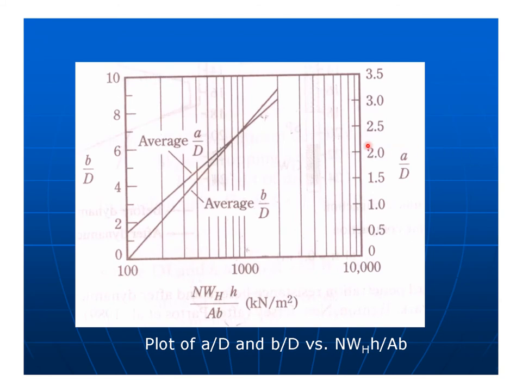Now, this figure is very important. This axis is meant for B over D. This axis is meant for N multiplied by W sub H into small h divided by AB, and this is in the units of kiloton per square meter. And this axis is meant for A over D. This graph is meant for A over D, and this is for B over D.